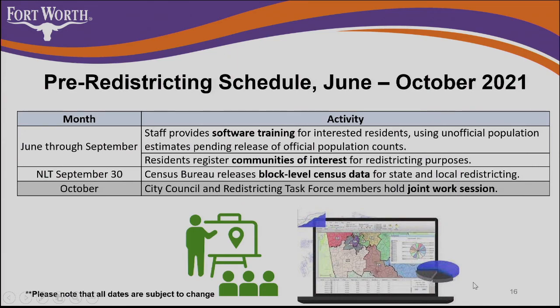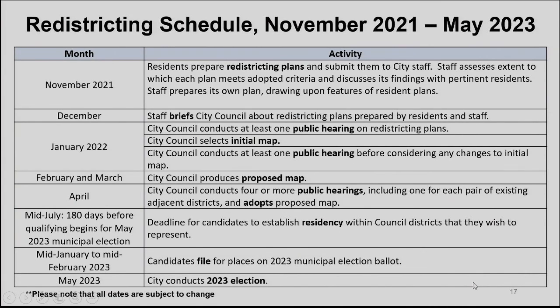We'll kick off the process with a joint work session by the former redistricting task force and the new city council. I anticipate that could be a very important meeting in which the redistricting task force can explain the criteria and procedures and the rationale behind them to the new council members. Okay? And then we'll begin the formal redistricting process.